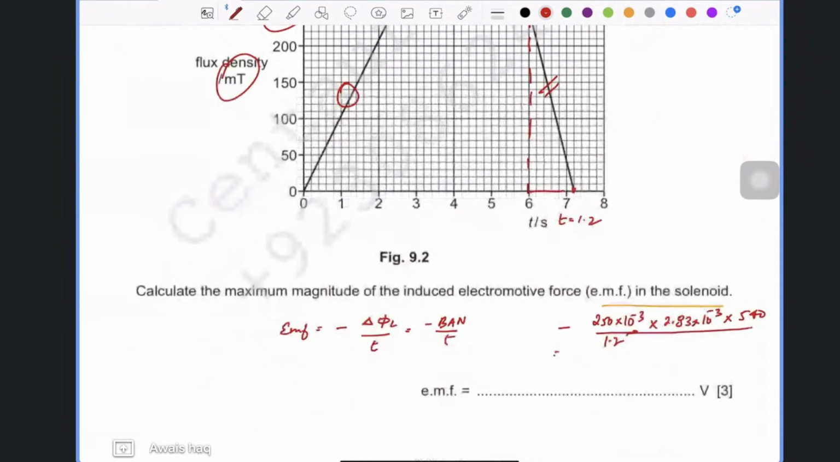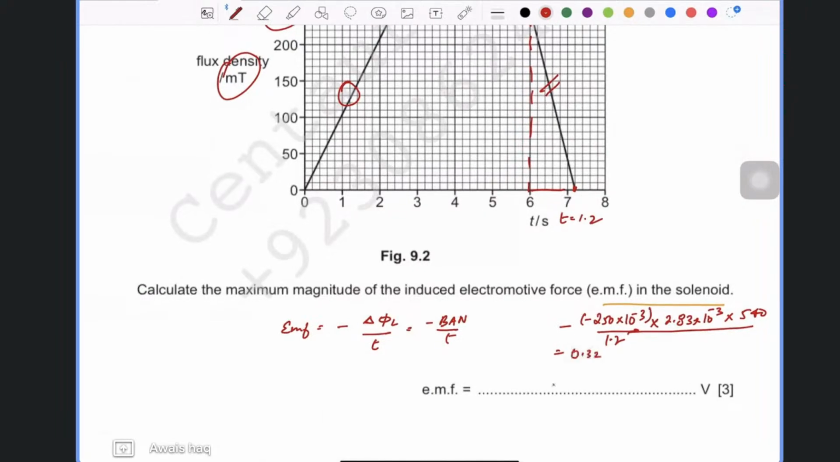Can you find the voltage value? The change must be negative, 0.32. 0.32. Okay, that would be the answer. Is it clear everyone?